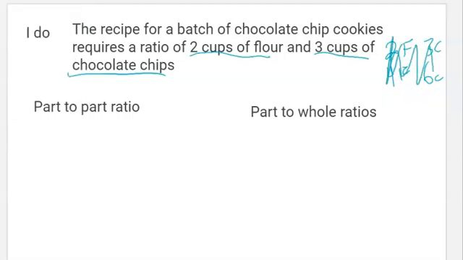I can't back it up. I'll just scribble it out. So I want to talk about the ratio. That's a ratio, a 2 to 3 ratio of flour to chocolate chips.